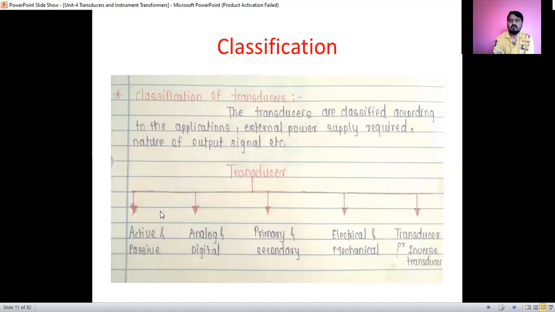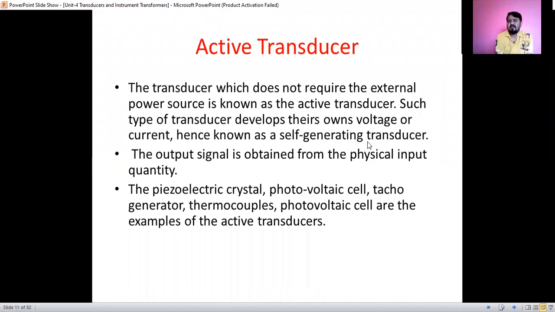Consider active transducers and passive transducers, classified based on whether an external power supply is required. Active transducers are those which do not require an external power source. They do not need an external power supply. The example is the thermocouple. Is any external power supply required for that one? Is an external power supply needed? I will give an example.